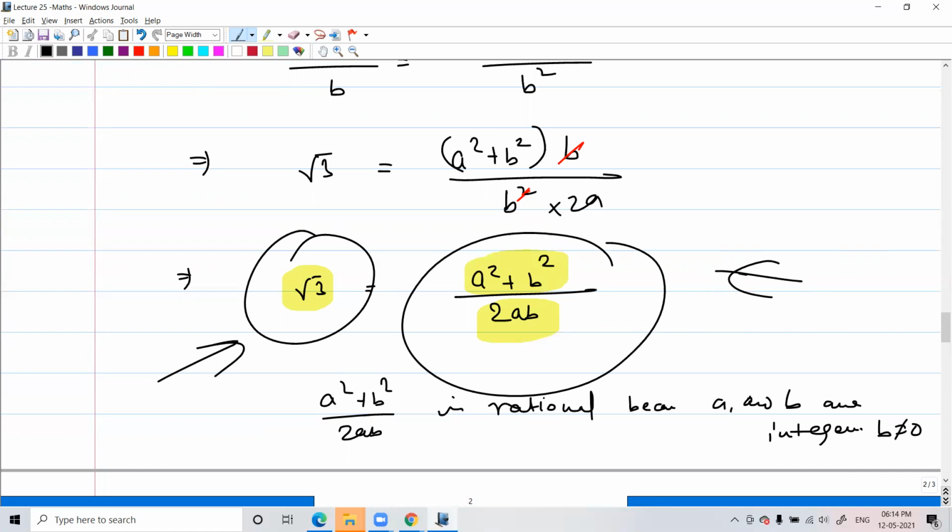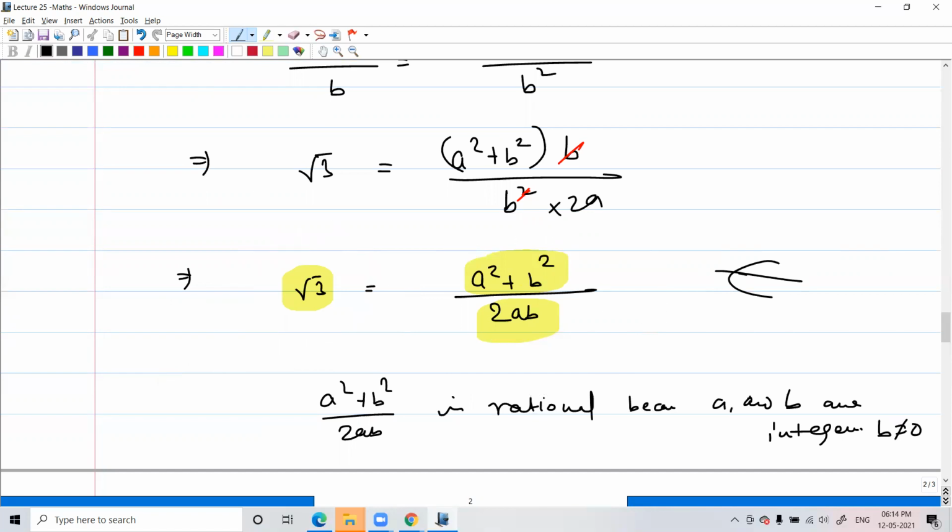It's a contradiction, correct? So don't look at the root 3 only over here. This is just the point where we are doing the contradiction. At this point, any number could have been there, not just root 3.